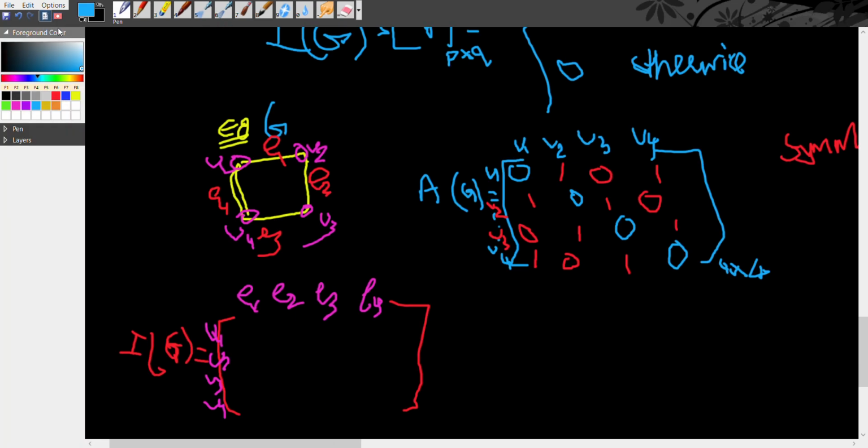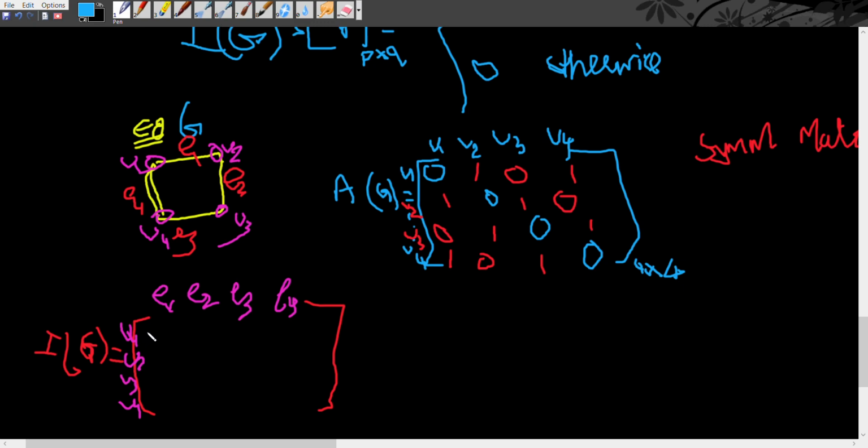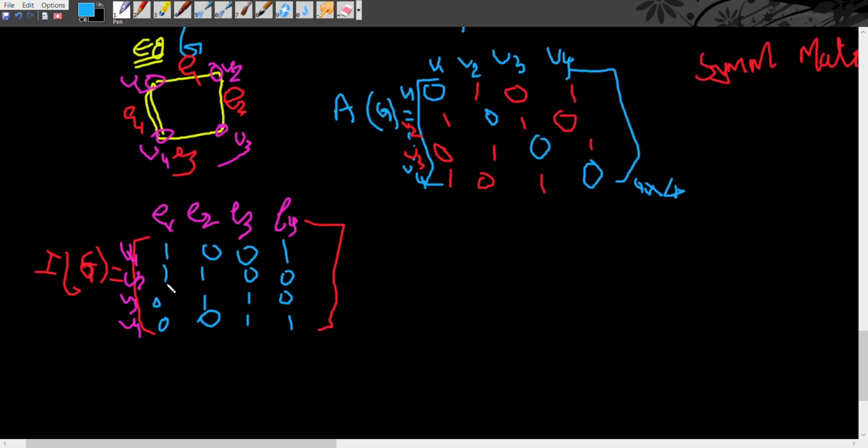So E1 is incident to U1, place a 1 here. E1 is incident to U2, place another 1 here. E1 is not incident to U3 and U4, so a couple of zeros here and here. Similarly, for all the edges, E2 is incident to U2 and U3, so you place ones here. E3 is incident to U3 and U4, so ones here. And E4 is incident to U1 and U4, so ones here. The rest of the entries will be 0. So that's your incidence matrix.